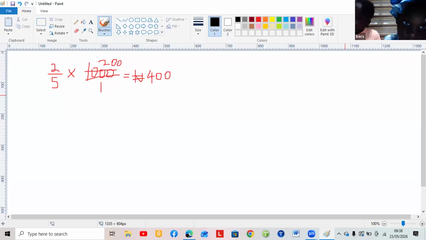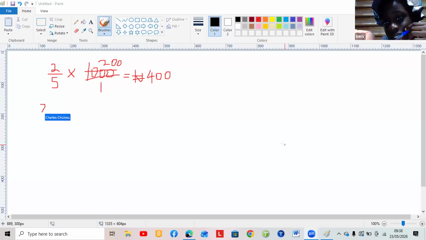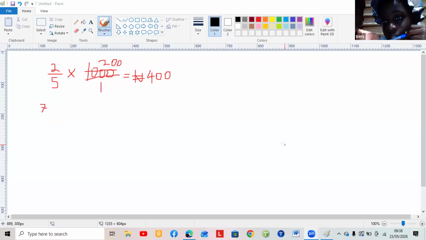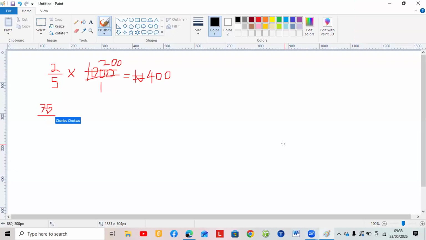So number 14 says change 75% to decimal. So how are we going to do that? How do you write 75%? 75 over 100. Okay. Good. So what do we do next?